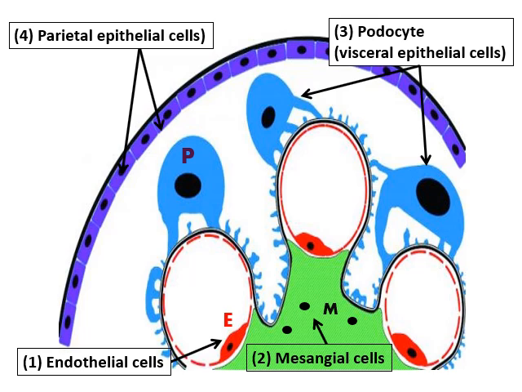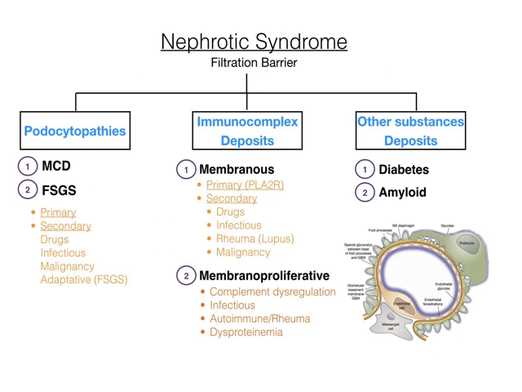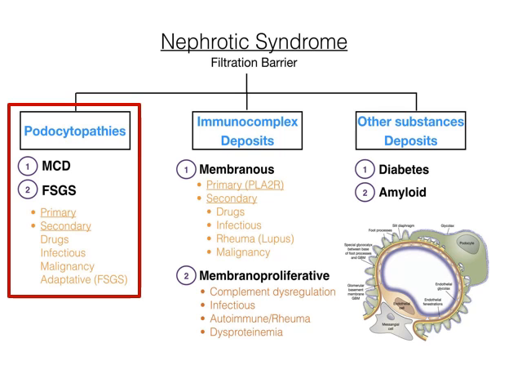So we have certain structures inside the glomerulus and principally four types of cells, and according to the affection of these structures, the pathology will result, and clinically it will determine a certain clinical presentation. What are the pathologies that cause nephrotic syndrome? Again, either podocytopathies, as happens in minimal change disease and focal segmental glomerulosclerosis, which I will discuss, or immune complex deposits, as happens in membranous nephropathy and membranoproliferative GN, and other deposits in diabetes and amyloidosis.